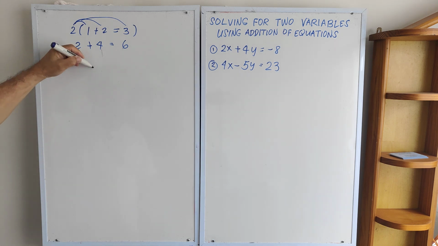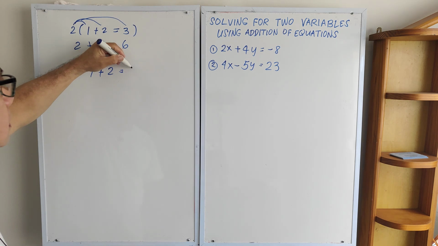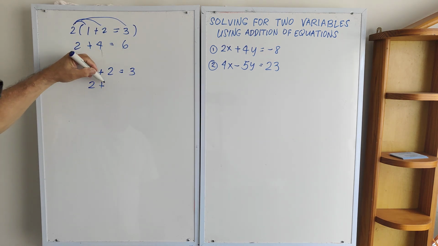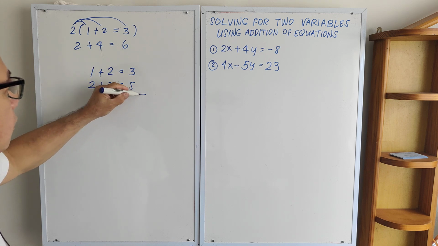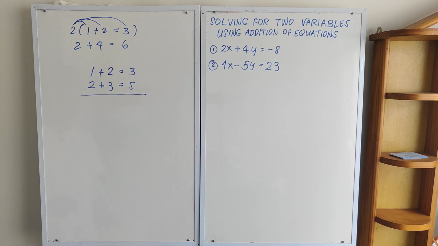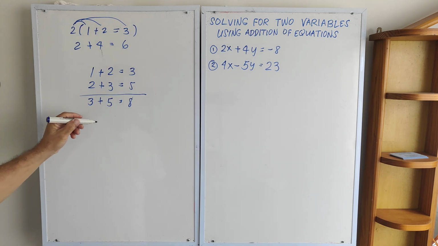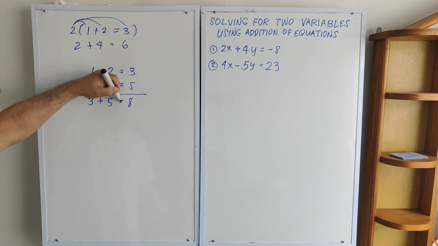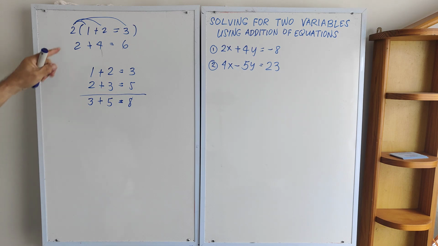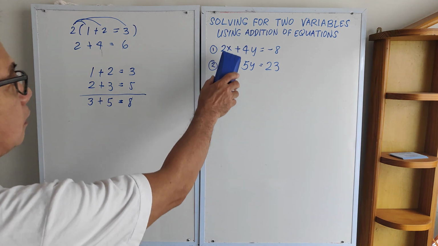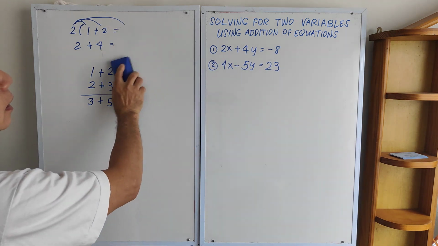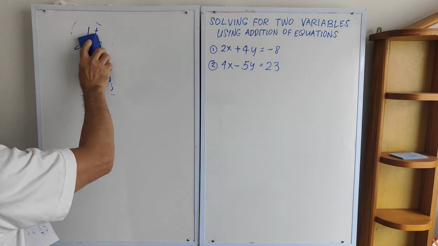Another principle that I'd like to show: 1 plus 2 equals 3, and then 2 plus 3 equals 5. We can add both equations and the equation would still be equal. So 1 plus 2 is equal to 3, 2 plus 3 is equal to 5, and 3 plus 5 is equal to 8. It's still equal. So we will be using these two principles to solve for x and y using the addition of equations.